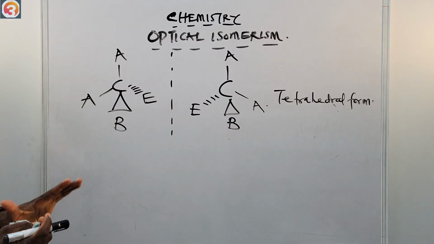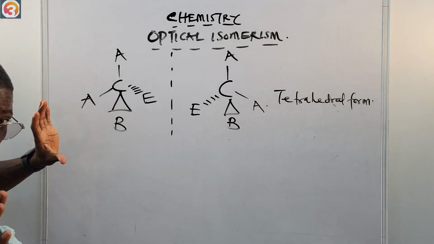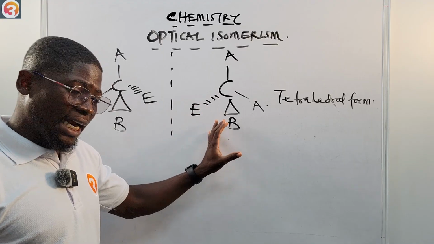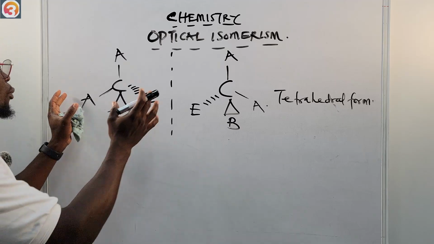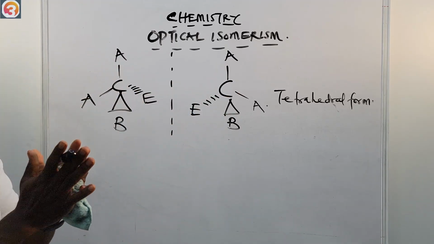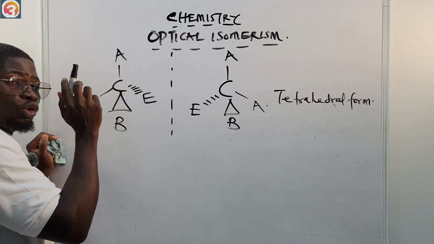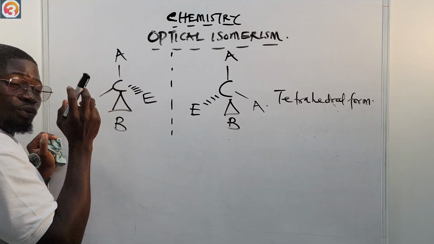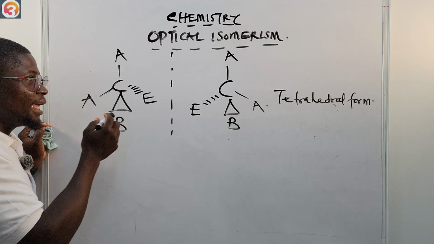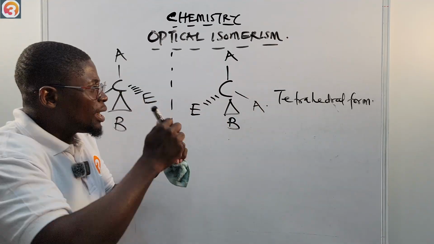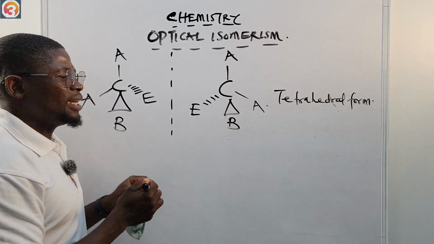So one thing we can draw from here is that this is the mirror image of this. But the problem here is, is this superimposable or non-superimposable? Can we superimpose these two together to fit? Two of the groups that are bonded to carbon are the same here, AA. It means that if we can rotate this molecule so that this fits into this, then the molecules are superimposable.